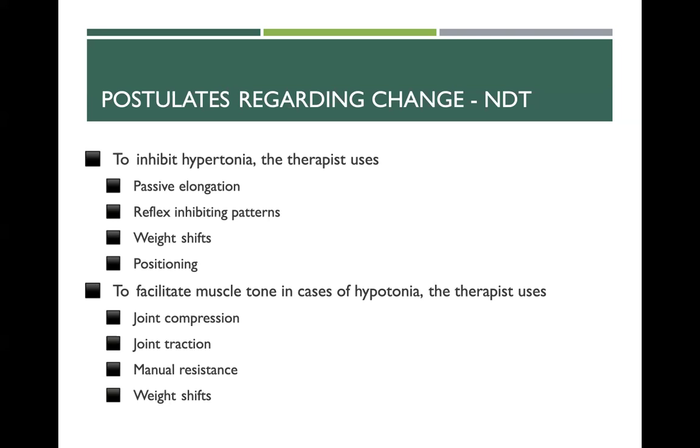To facilitate muscle tone in case of hypotonia, the therapist can use joint compressions, joint traction, manual resistance, as well as weight shifts in those. So the assumption is that tone abnormalities occur following brain damage that affect the posture and movements. And also there's incorrect information that's passed within the central nervous system. So think of the sensory stimulation factors that assist with the brain damage as your ideas of inhibition and facilitation.